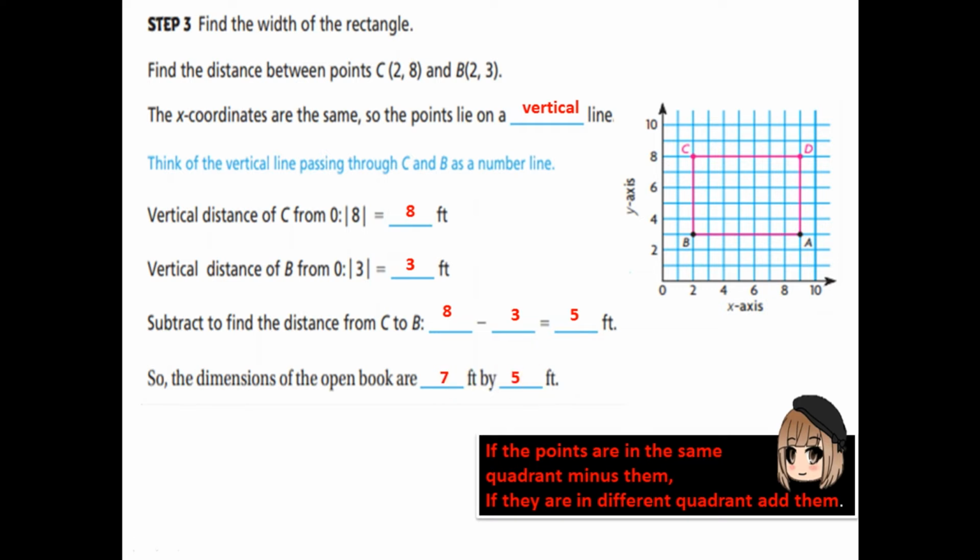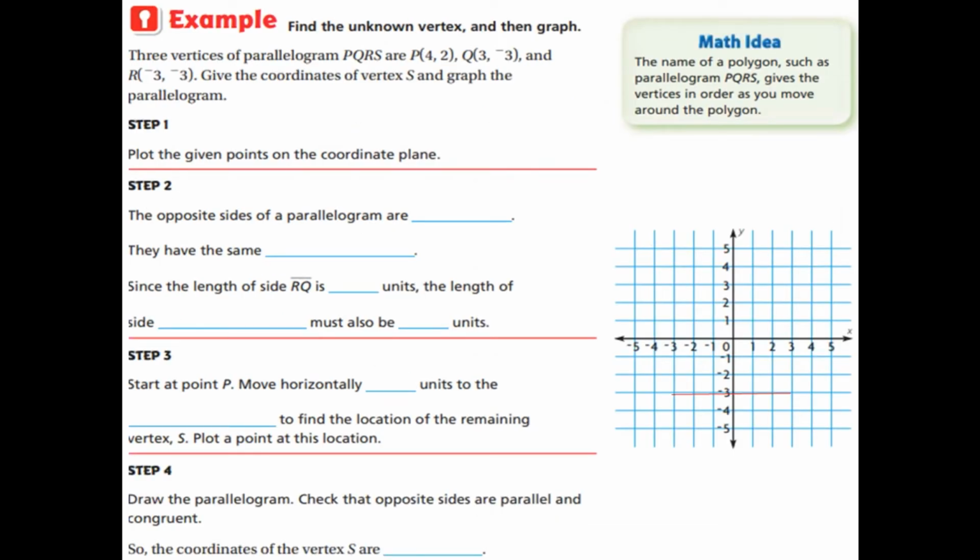Okay, I hope that you understood. Let's move to another example. Okay, we have here: find the unknown vertex. We have a shape and we need to find its unknown vertex, a missing point. Three vertices of a parallelogram are given, so the shape I need to make is a parallelogram. P is 4, 2, Q is 3, minus 3, and R is minus 3, minus 3. Give the coordinates of vertex S and graph the parallelogram. We need to find S and graph the final shape of the parallelogram.